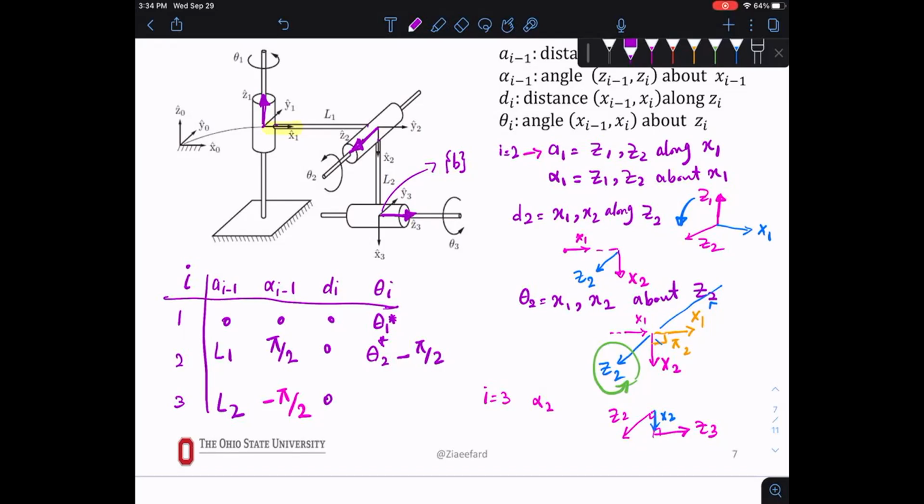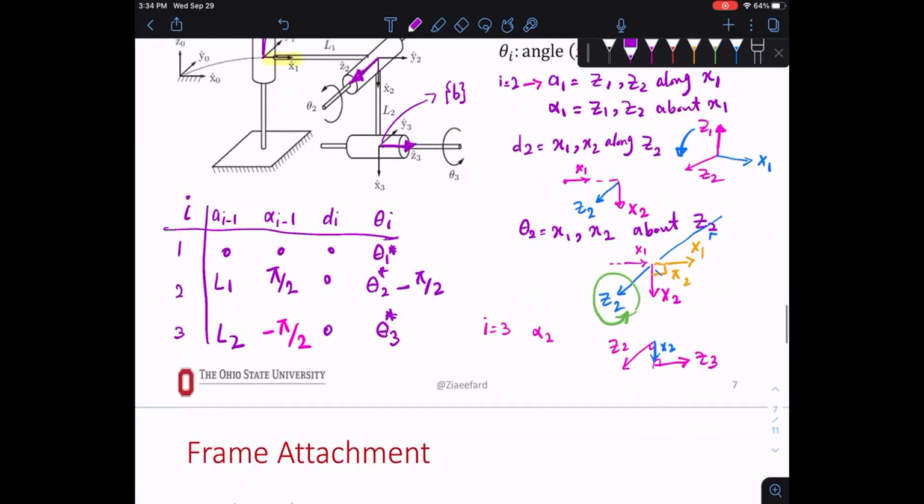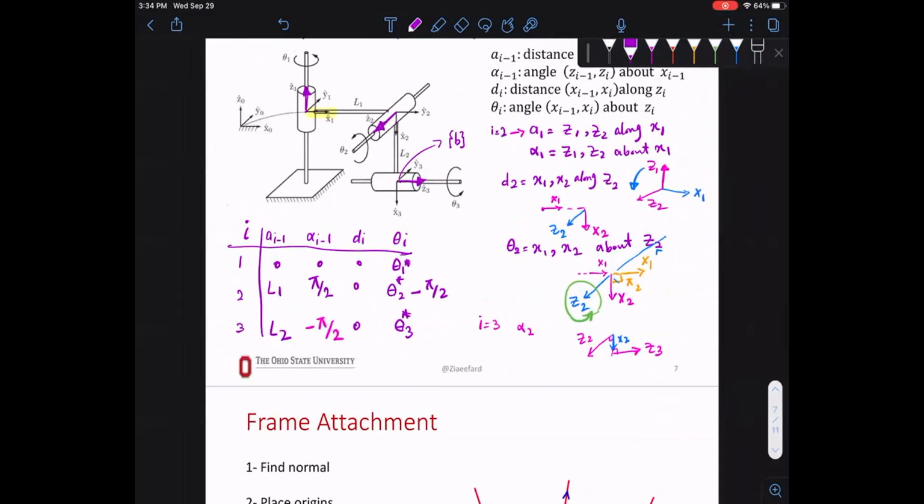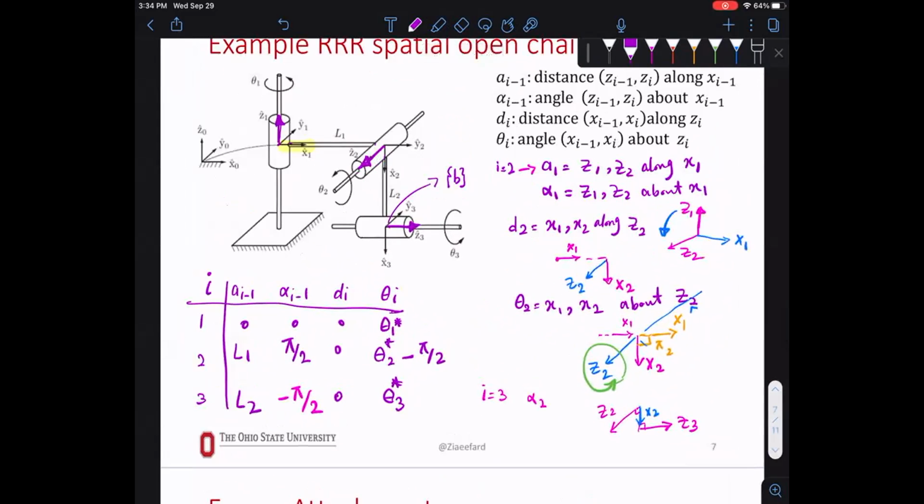Now, what is theta_i? Theta_i is the angle between X2 and X3 about Z3. There is no current offset between them, so theta is a variable, and you can write theta 3 star. Now, this is just the DH parameters.